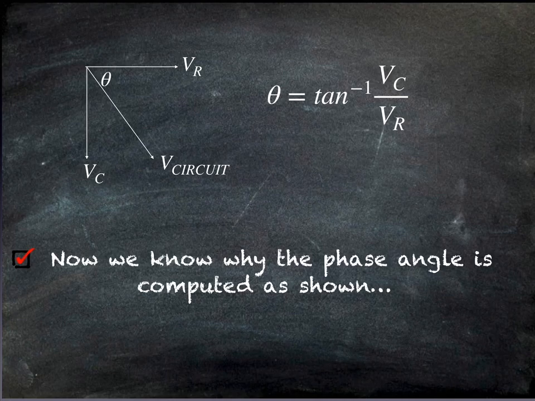This last statement is in tandem with how we computed the phase angle between the circuit voltage and the cap's voltage, and directly stems from the fact that the voltages across the resistor and the cap are 90 degrees out of phase.